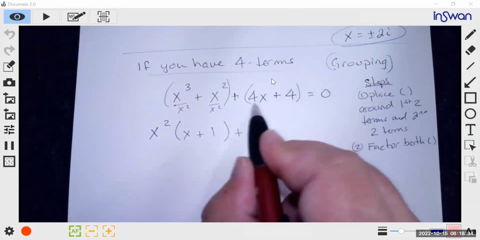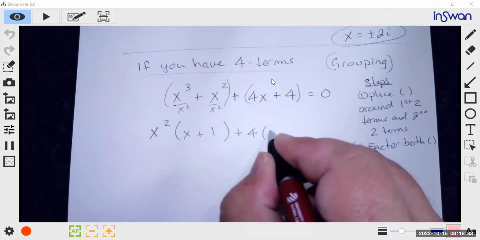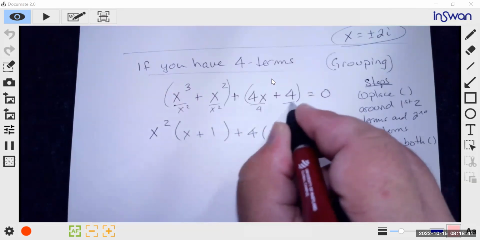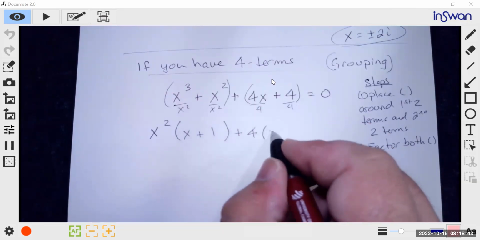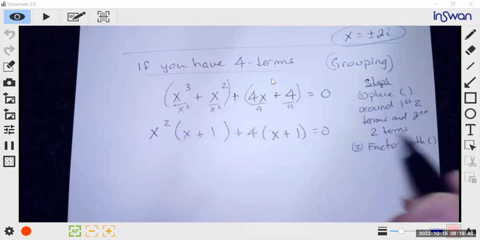In the second one, what do they both have in common? They both have a 4. So if you take out a 4 out of both of these, the 4's cancel, so you have x. 4 divided by 4 is 1. So that's the first step.